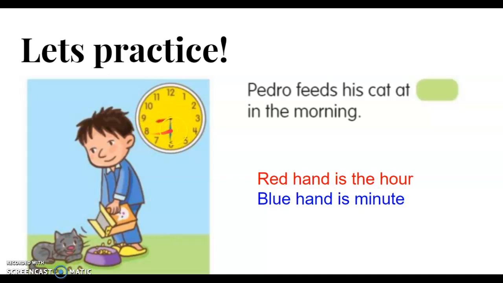It's not 9 yet. And the minute hand points to the 6, which represents 30 minutes because it's the minute hand. So it is 8:30. Or another way to say that is half past 8.